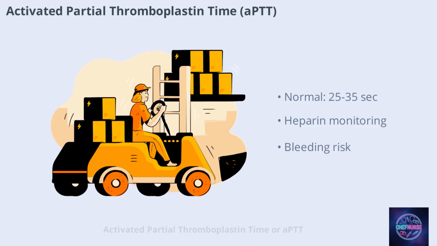Activated partial thromboplastin time, or APTT, measures the effectiveness of the intrinsic clotting pathway. The normal range is 25 to 35 seconds. For patients on heparin, the therapeutic range is typically 1.5 to 2.5 times the normal value. Prolonged APTT increases bleeding risk, so it's important to monitor closely in patients receiving anticoagulation therapy.